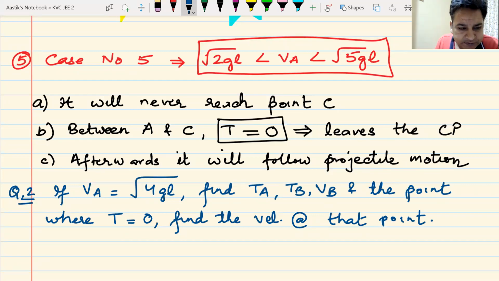Anyone there with any answer? Sir, VB equals root over 3gl. Yes, that is correct. And TB equals 3mg. No, TB will not be equal to 3mg.